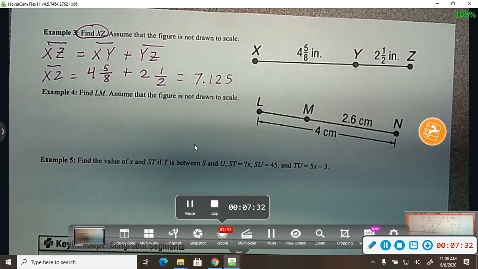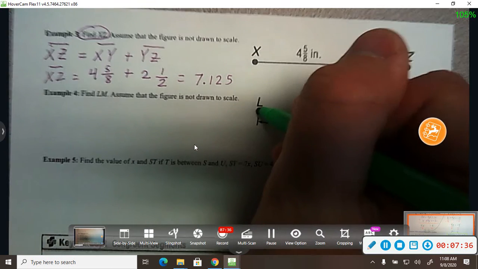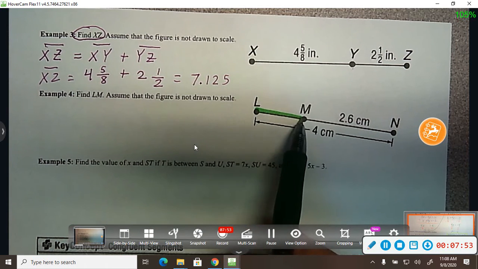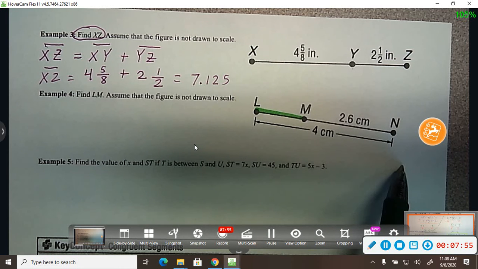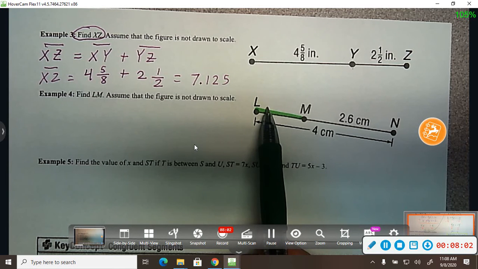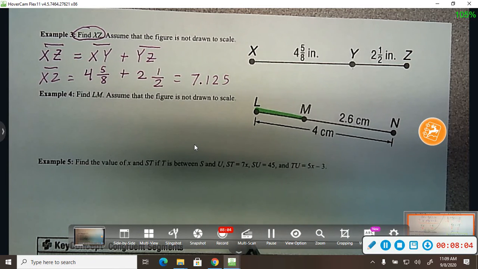Alright, on the next one, find LM. So I have a highlighter. I'll go ahead and highlight LM. Assume that the figure is not drawn to scale. Well, I know that LM, well, there's 2 ways to write this, but I know that LM plus MN is LN, right? I also know that if you take the whole thing minus this part, you get LN. So you can set that up 2 different ways.